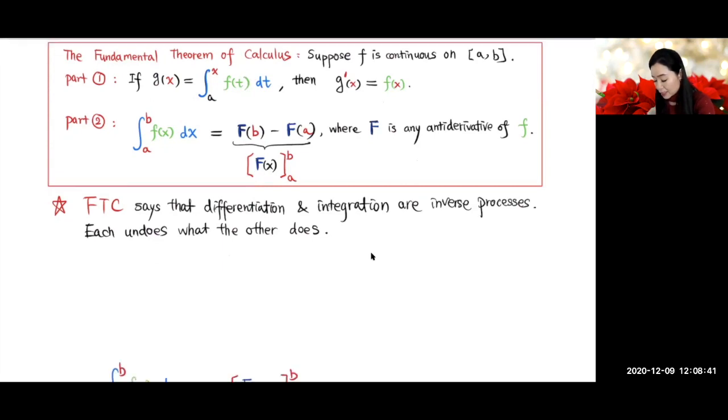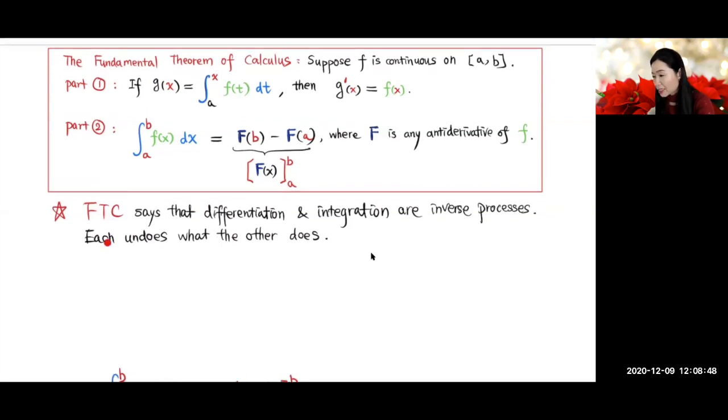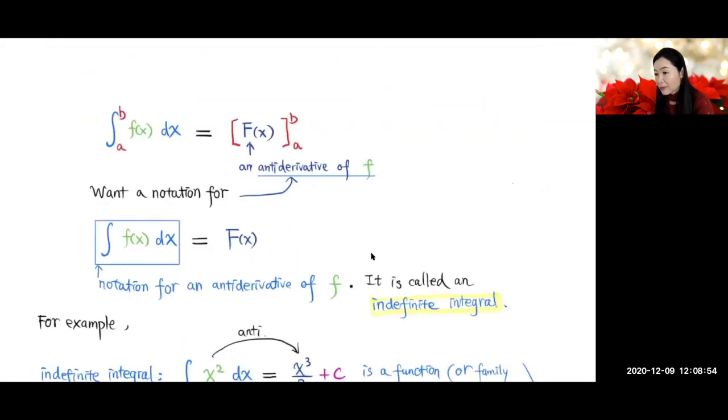Basically, it says that differentiation and integration are inverse processes. Each undoes what the other does, so they cancel. Now, let's not stop right here.